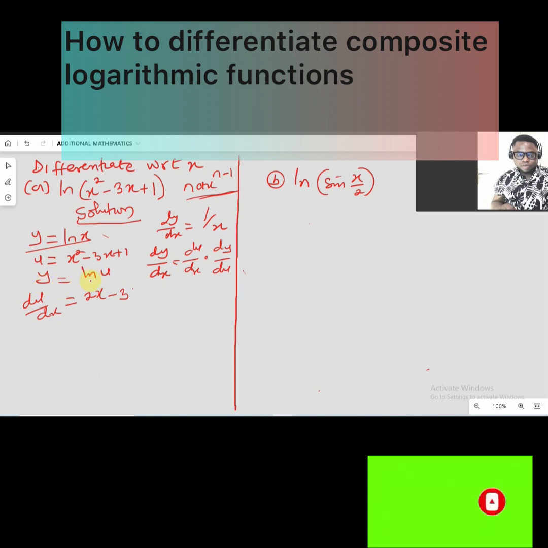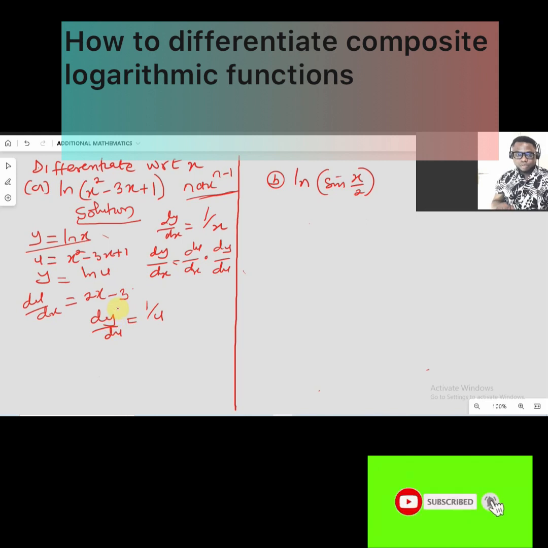So the derivative of y here is going to be dy over du. And remember this, I said when you have this function, the derivative is going to be the inverse of the variable. So the derivative of ln u is going to give me 1 over u. So now I got 1 over u.